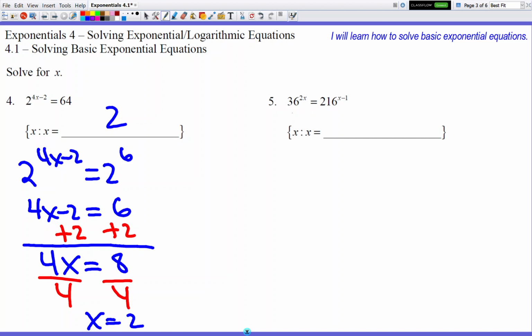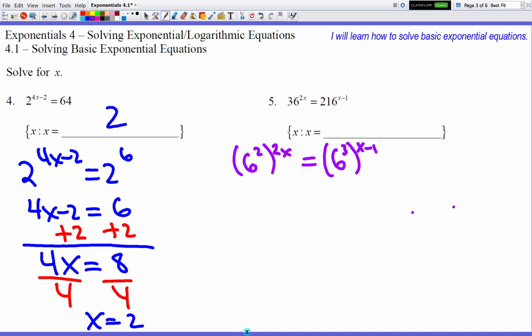So watch what I do. I'm going to rewrite 36 as 6 squared. But keep in mind that the 2x is still out there. And 216 is the result of 6 cubed. And keep in mind, the x minus 1 is still out there.